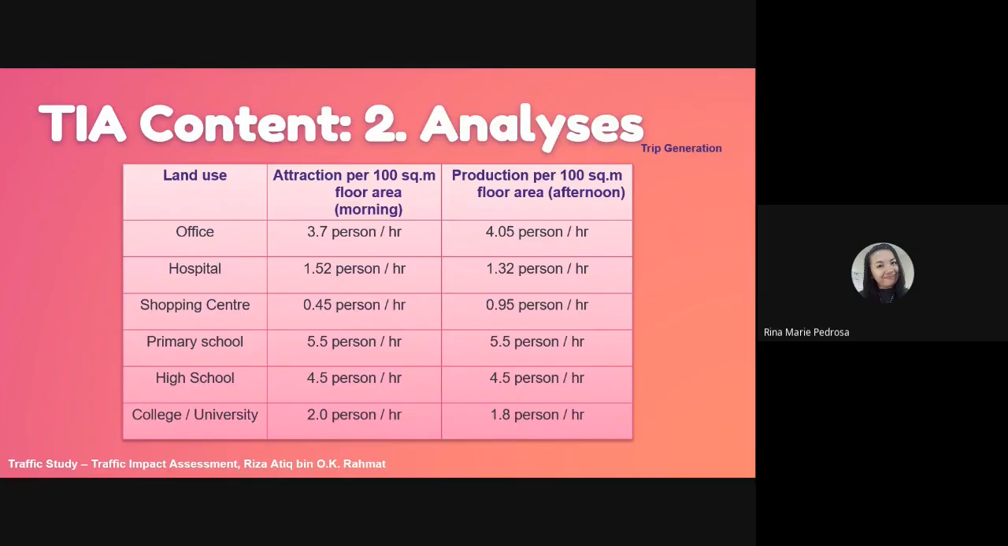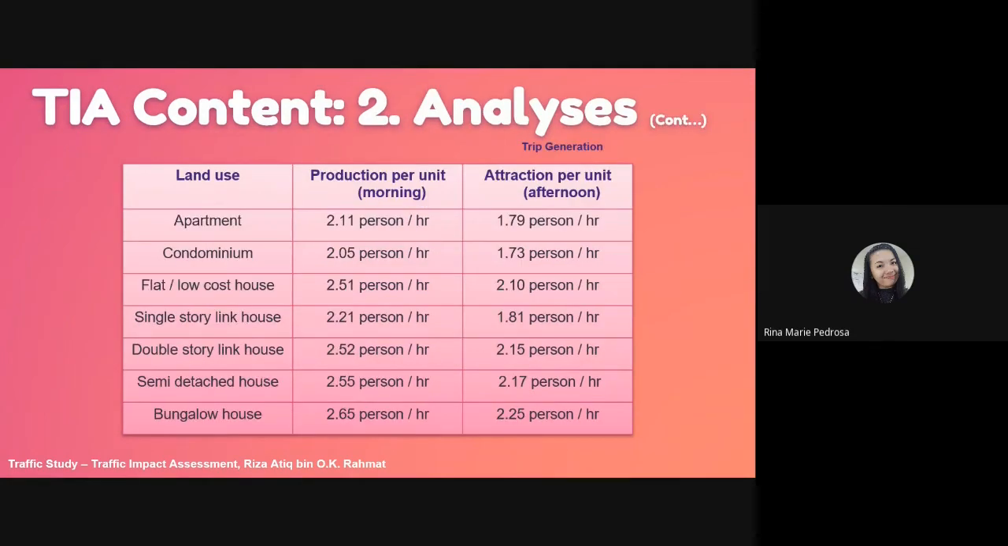So we have here different land uses. We have the hospital, shopping center, primary school, high school, college, or university. So we have the biggest number of persons per hour in the primary school. Same thing.